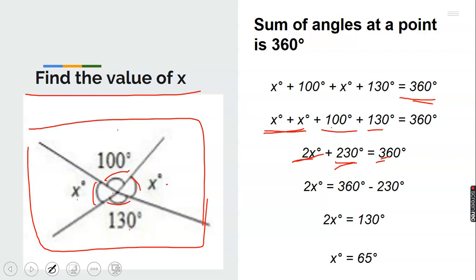Now, collect like terms together. 2x equals 360 minus 230 degrees. Now, which will give us 130. Now, divide both sides by 2. X is equal to 130 divided by 2 equals 65 degrees.